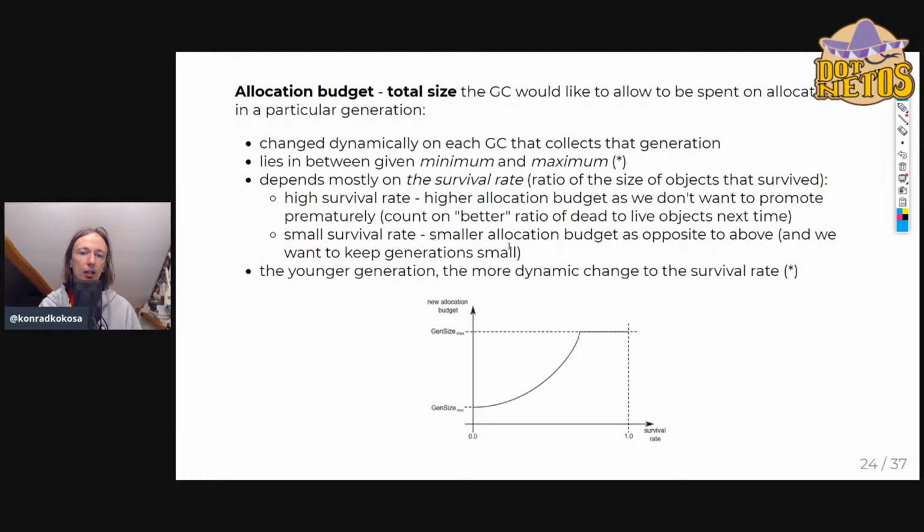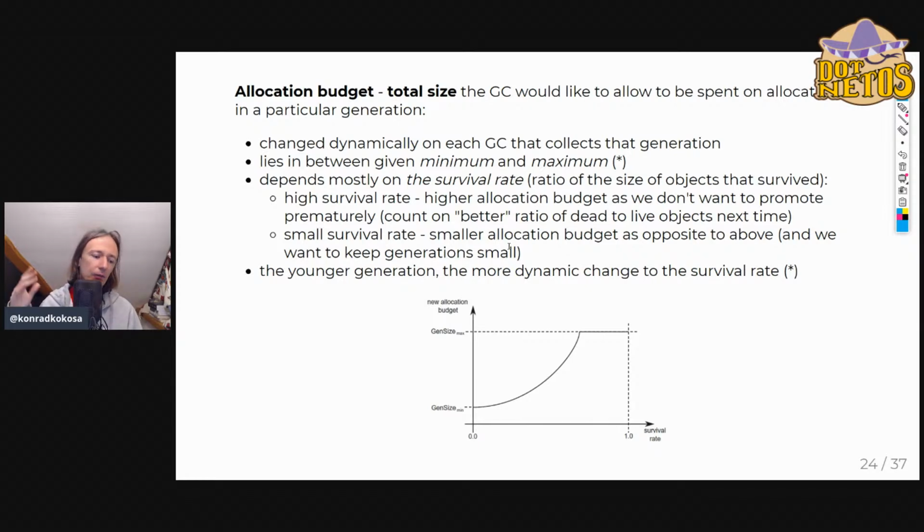And additionally, there is the fine-tuning of how dynamically the generation allocation budget changes, and we can say that the younger the generation, the more dynamic the changes. For example, while generation 2 is not so willing to increase or decrease the allocation budget with respect to the survival rate, Gen 0 is changing it like crazy, because it is treated as a super dynamic thing, so it will be much more willing to change this allocation budget.